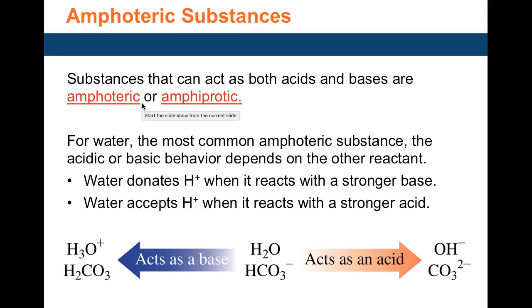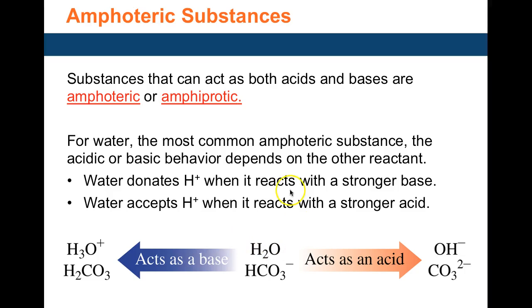Continuing where we left off in the last video with chapter 11, we started talking in section 10.2, the last part of section 10.2, about amphoteric or amphiprotic substances. So those are acids or bases which can kind of go both ways, all right? In certain cases they can act as an acid, and in other cases they can act as a base, depending on what they're reacting with, all right?